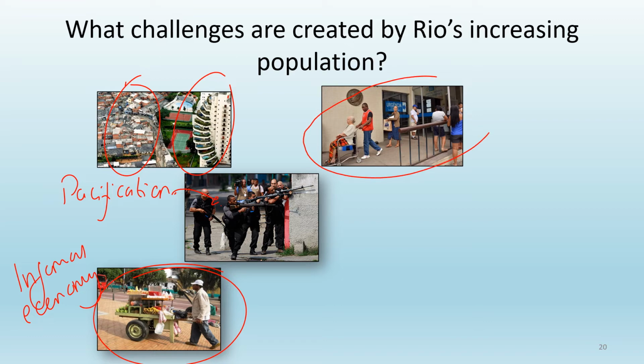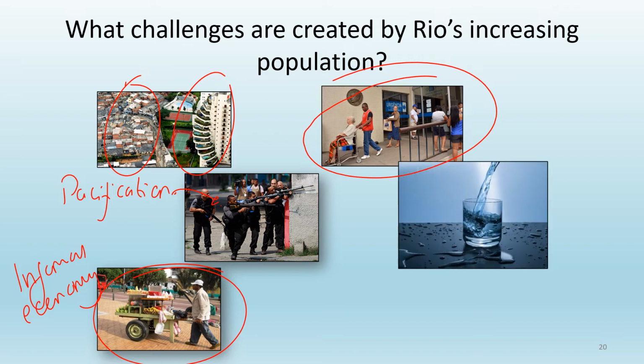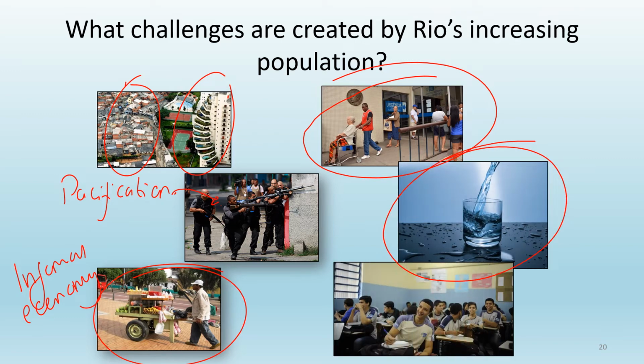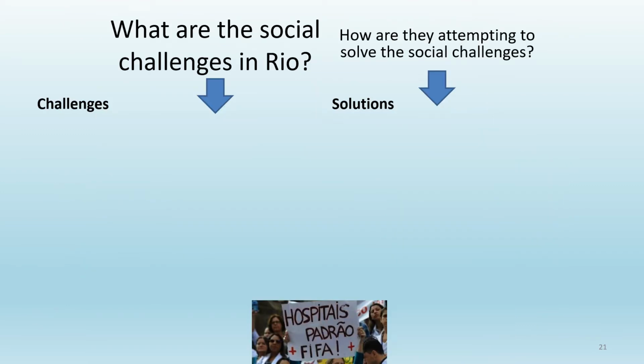We know that healthcare is becoming an issue because there's more people, therefore we don't have enough hospitals or spaces or doctors to take care of them. There's not enough fresh water available for the increasing population. And finally, it's challenging in schools because as there's more children, there's fewer places in schools, so schools are becoming overcrowded and qualifications are going down.